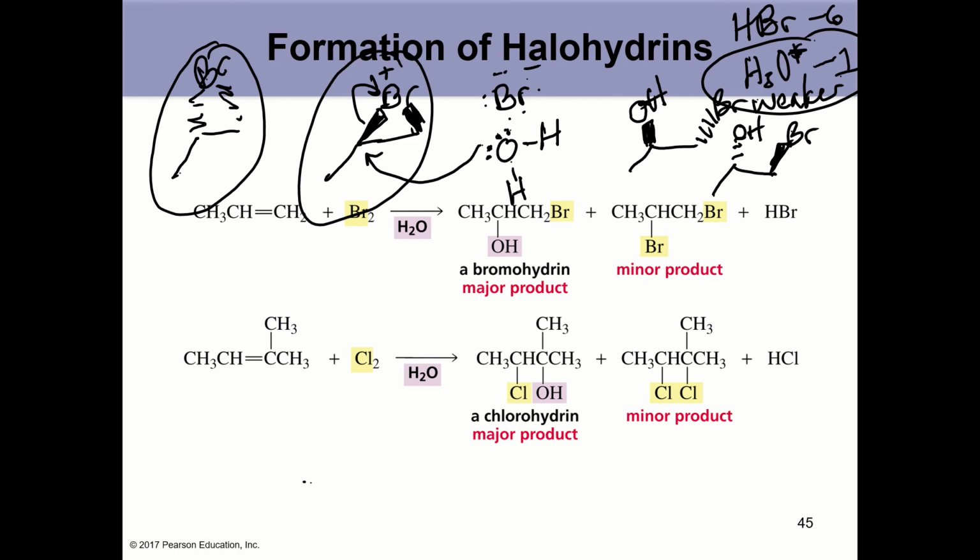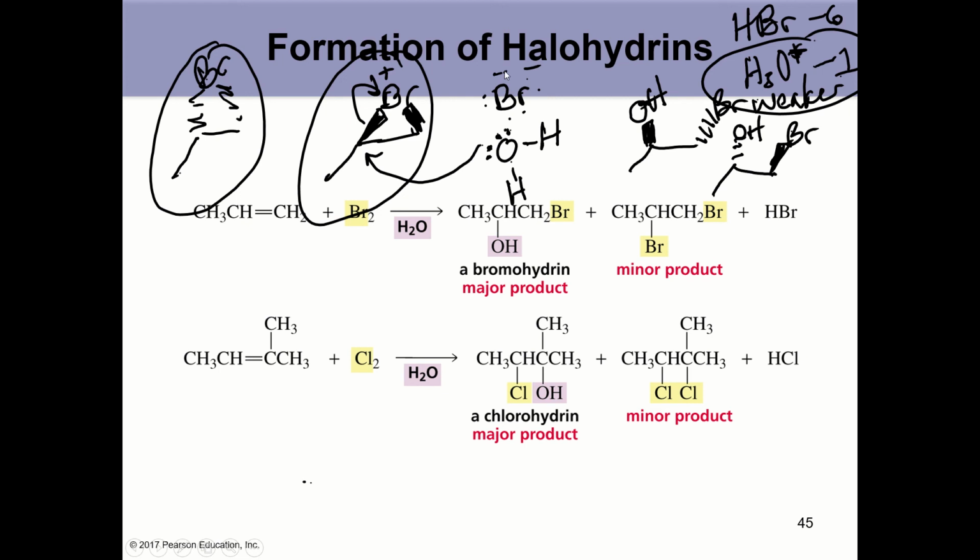This next reaction is the formation of halohydrins. The formation of halohydrins, I believe, is reaction 3 on your functional group notebook. In this case, we have changed solvents. Instead of the inert and unreactive CH2Cl2, we are using water as a solvent. When this occurs, we will form our halonium ion intermediate.